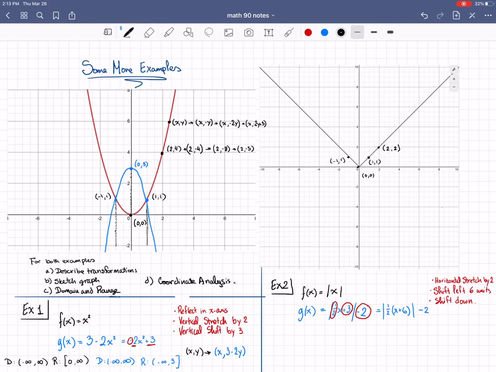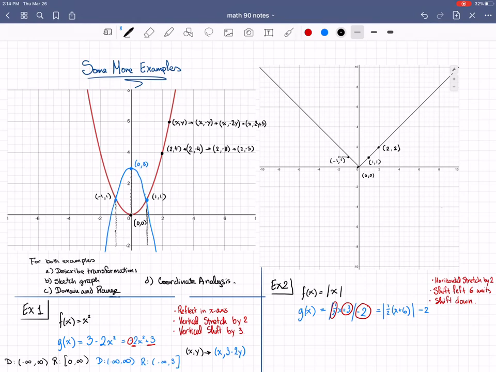So first we have a horizontal stretch by a factor of 2. What that means is that we are going to multiply our x coordinate by 2. Let's start with -1, 1. So -1, 1, when we multiply our x coordinate by 2, it goes out to -2, 1. So it lands up here. Okay, so there's -2, 1.